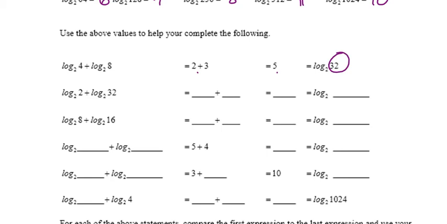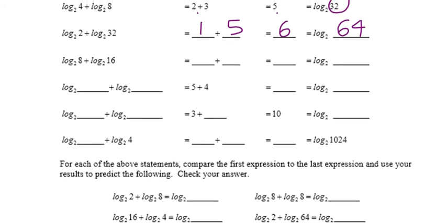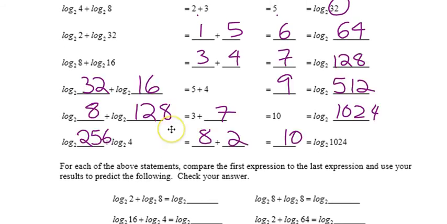So on this next line, log base 2 of 2 is? 1. And the log base 2 of 32 is? 5. 1 plus 5 is? 6. And 6 is the log base 2 of? 64. Okay, so fill in the rest. I will drag this down a little, and I will pause it and fill it in myself. Okay, so there's everything filled in.